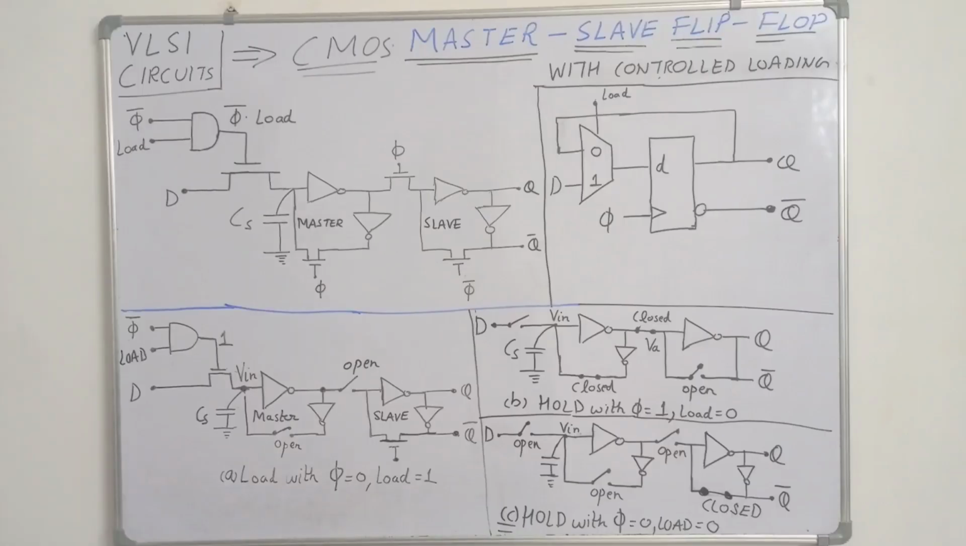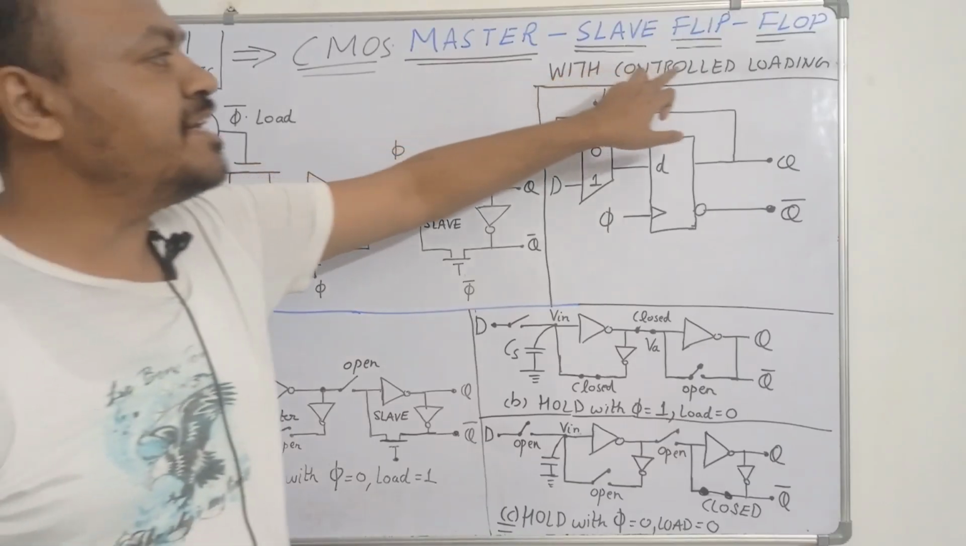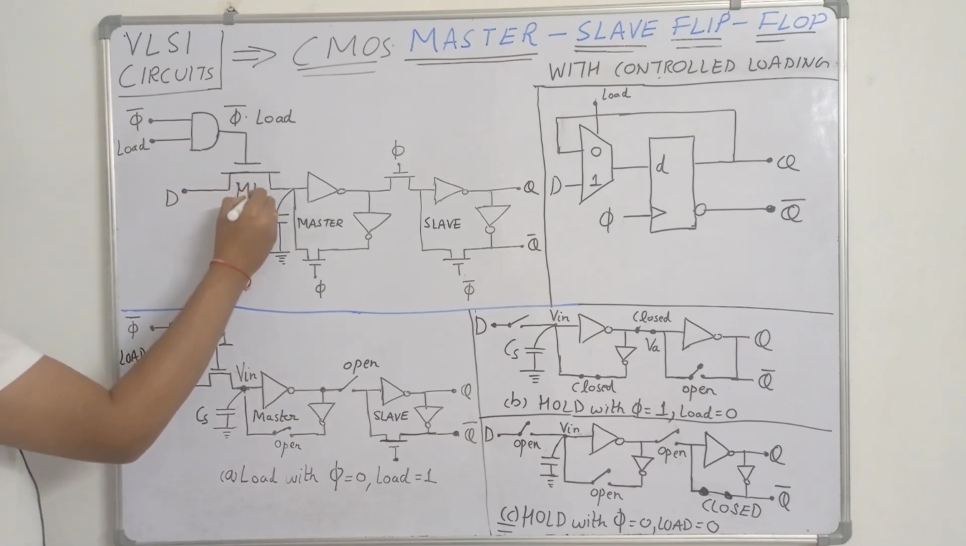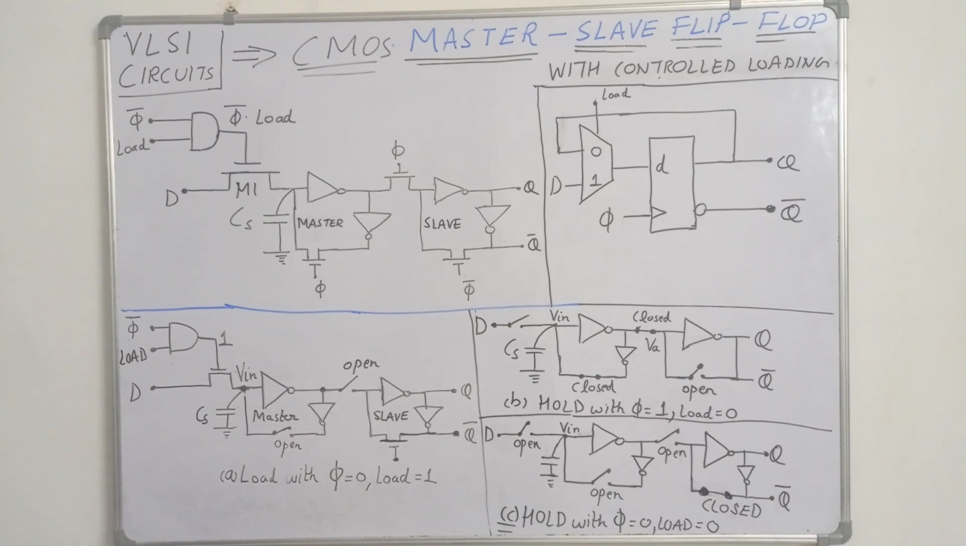This is the circuit of a master slave flip flop with controlled loading. The loading process will be controlled through a modified control signal, phi bar dot load. As you can see, the clock signal phi bar and the load signal are applied to an AND gate. So we are generating a modified control signal phi bar dot load, and this is applied to the input FET M1. This modified control signal is applied to this input FET. The rest of the circuit is the same.